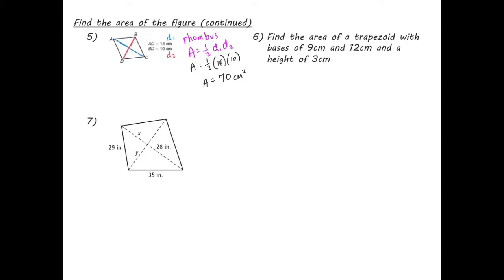It doesn't give you a picture, but it tells you that it's a trapezoid. So let's use the formula for a trapezoid. 1/2 times the height times the sum of the bases. And then it tells you that the bases are 9 and 12, and that it has a height of 3. So plug in all the stuff that you know. The height is 3, so replace h with a 3, replace the base 1 with a 9, base 2 with a 12. It really doesn't matter the order there. And do some math.